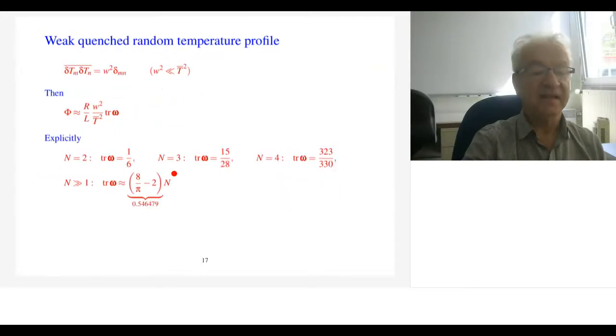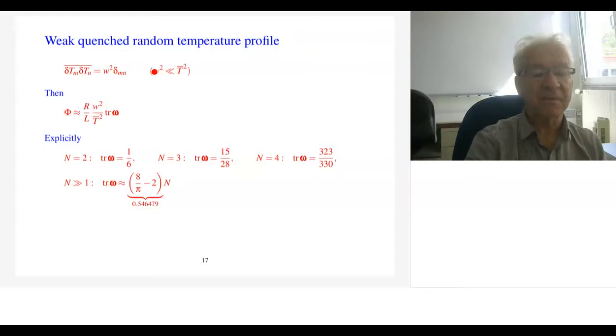In order to see more, especially on the size dependence, it's interesting to further simplify the problem and to specialize it to the case that we can call a quenched random temperature profile. Namely, these temperature variations are small and they are independent from one another, and they have a width which is the same for all of them. So you see, T_n is T bar plus delta T_n, and these delta T_n's are small random variables which are quenched, namely fixed once and for all. The temperature profile over the system is fixed once and for all.